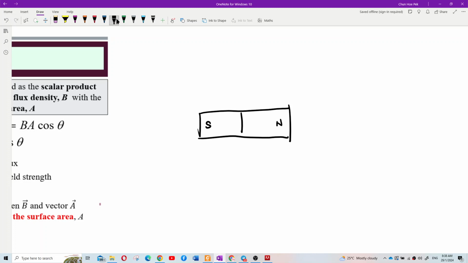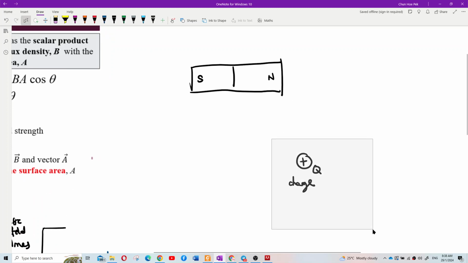So last time you learned about electrostatics. This is for charge. Last time it was charge. Charge is different from magnetic field lines.